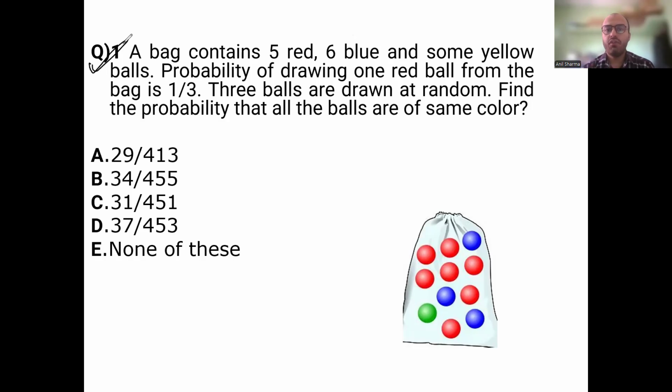A bag contains 5 red, 6 blue and some yellow balls. The probability of drawing one red ball from the bag is 1 by 3. 3 balls are drawn at random. Find the probability that all the balls are of the same color. Right? So guys, see, the probability of drawing one red ball from the bag. So how many possible?